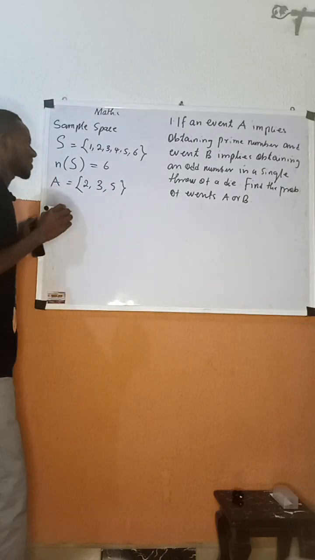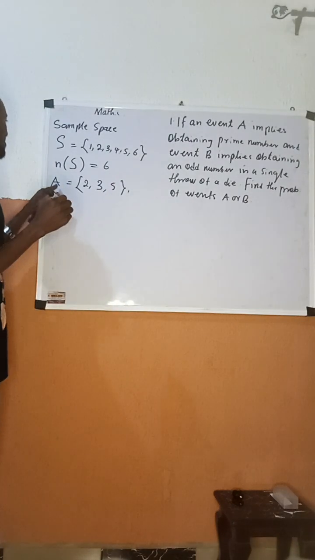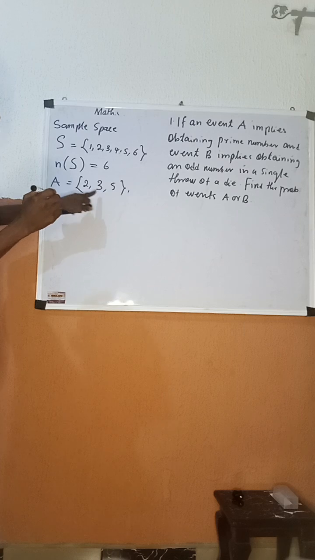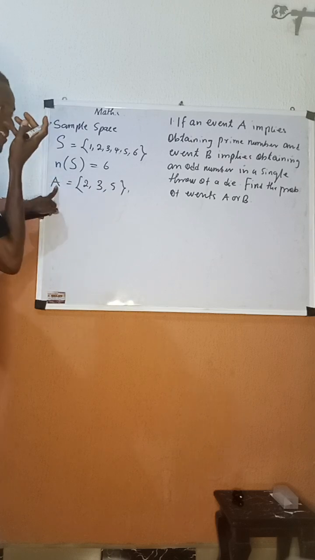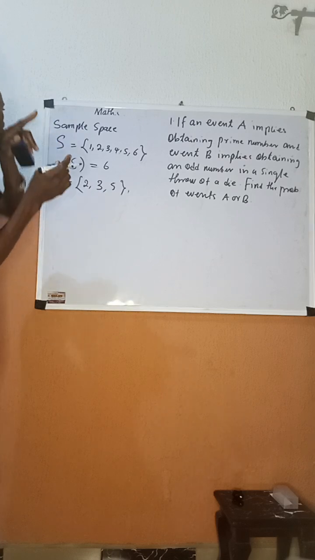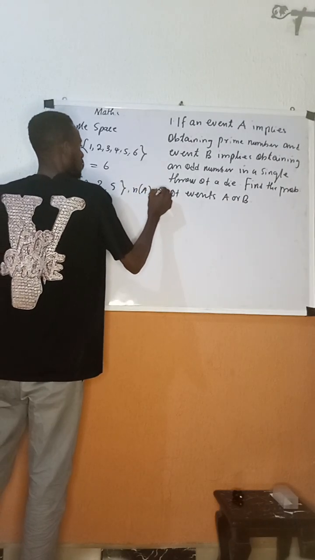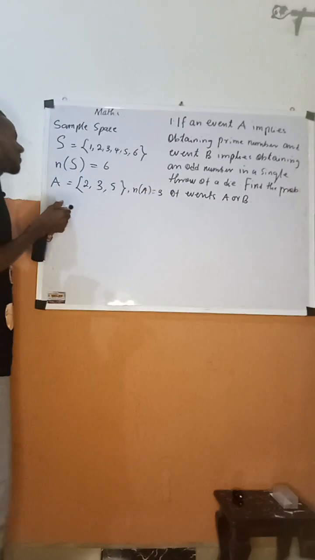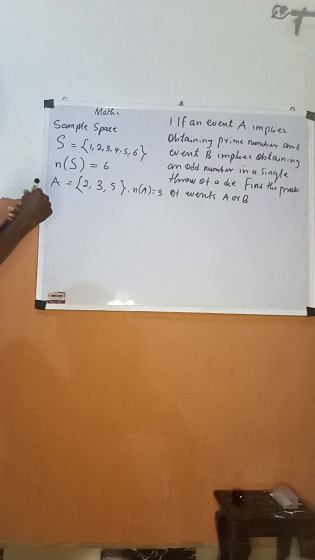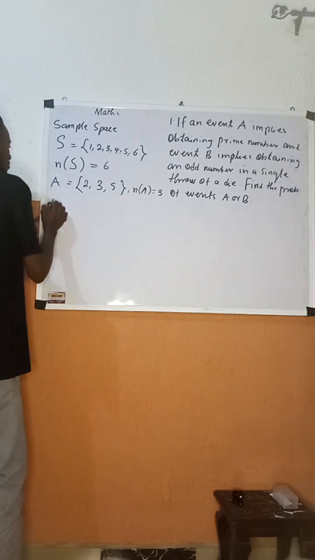I'll close it. And then you agree with me that this is now a set of prime numbers. And if I want to count the number of elements in A, I'll be able to have n of A equals 3. That is the number of elements in that set A, which equals 3.